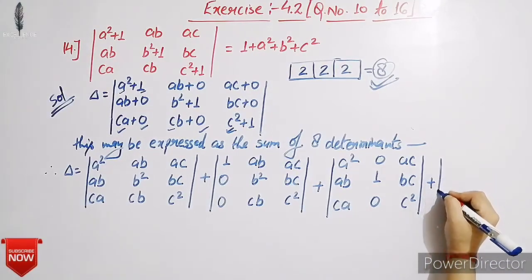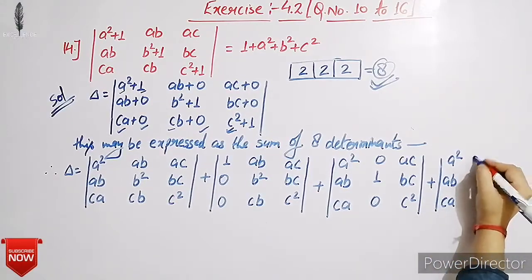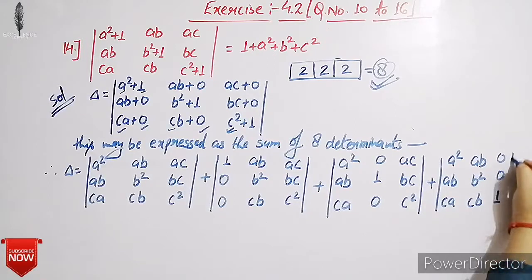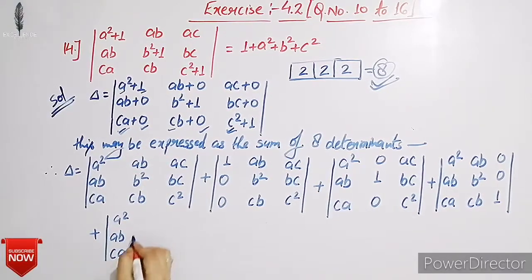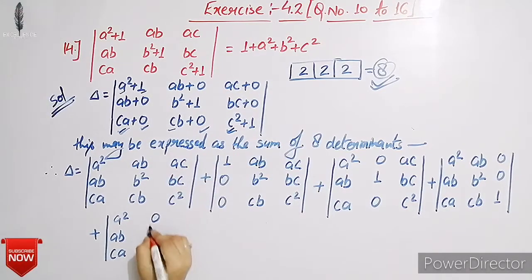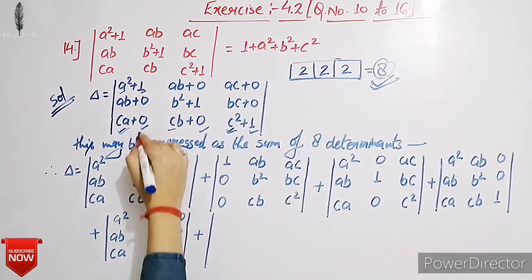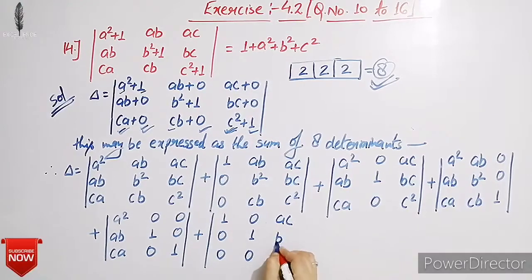The fourth determinant is A square, AB, CA; here AB, B square, CB, and here 0, 0, 1, plus fifth is A square, AB, CA; here 0, 1, 0, and here 0, 0, 1, plus sixth is 1, 0, 0; here 0, 1, 0, and here AC, BC, C square.